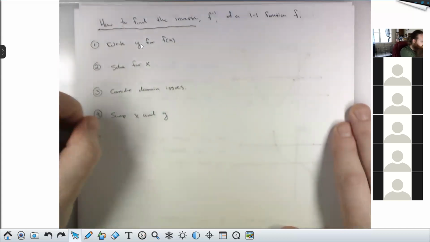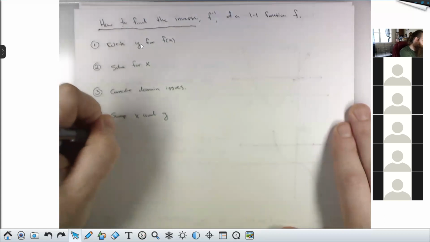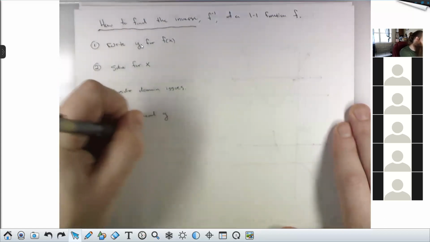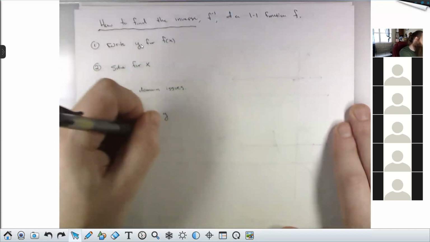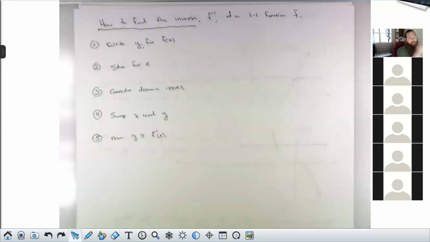And you're done. Now, y is f inverse of x. Okay. So I'm going to run through this procedure with you a few times just to make sure you're comfy with it, even if you've seen it before. This is probably a little bit different than what you've seen. And then I will go into this whole domain issue thing and show you precisely why you want to wait to swap x and y and what I mean by consider domain issues.